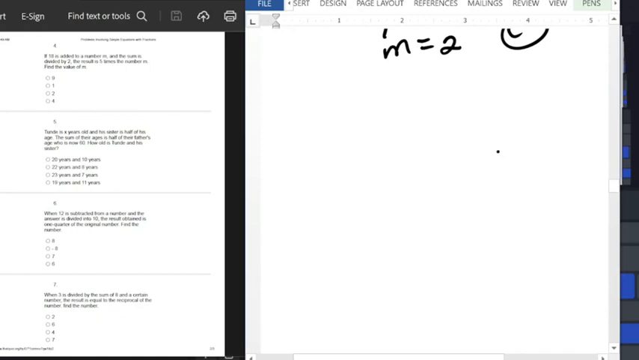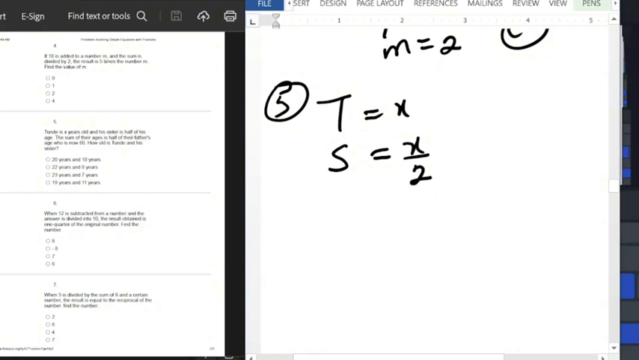Then the next one, question 5. Tunde is x years old, and his sister is half of his age. So Tunde, that's T, is equal to x. Sister is half of Tunde's age, that is x over 2. The sum of Tunde's and the sister's age, that is x plus x over 2, is equal to half of their father's age, who is now 60. That is half of 60, 60 divided by 2.